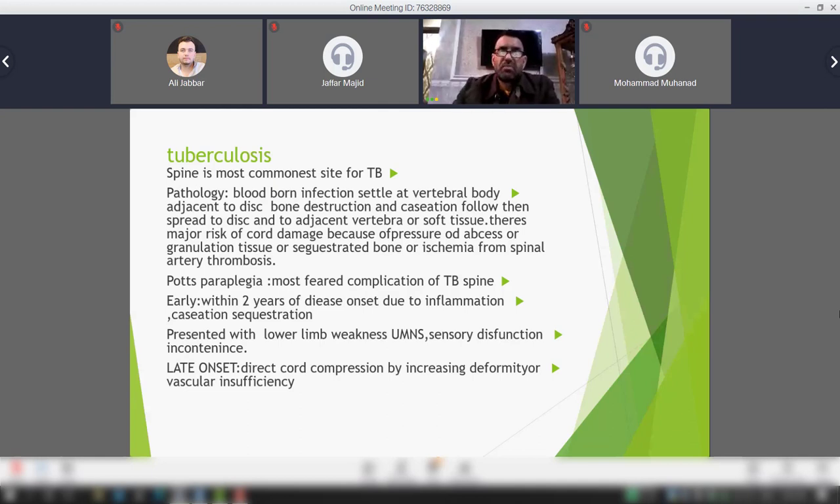And sometimes it even goes to the spinal cord without any sign. So this is the problem about the TB. Later, sometimes it presents with cord compression.